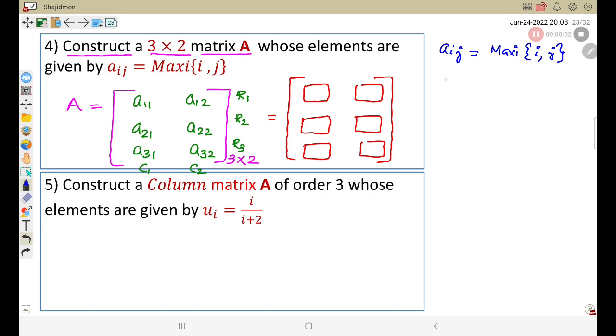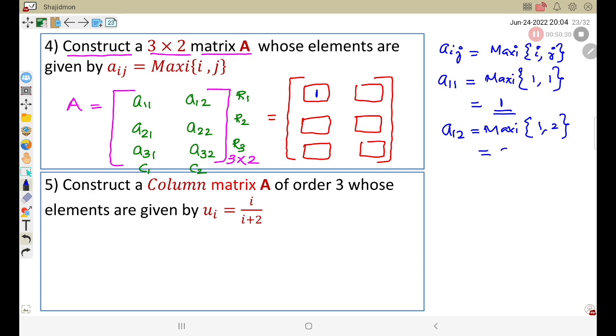It is easy, correct? So for example A11 equals maximum of the numbers, what is i? 1. What is j? 1. Correct? A11: first number is i, second number is j. So maximum of 1, 1 means which is the bigger number? Both are same, so 1. Correct? That is the first number. Now same way A12 means maximum of the numbers 1 and 2. Which is the bigger number out of 1 and 2? 2 is the bigger number. So we can write 2 here.